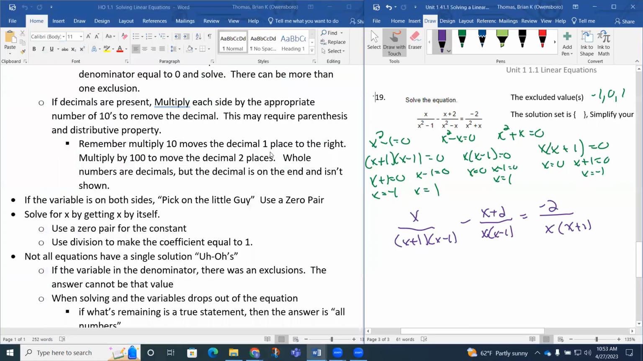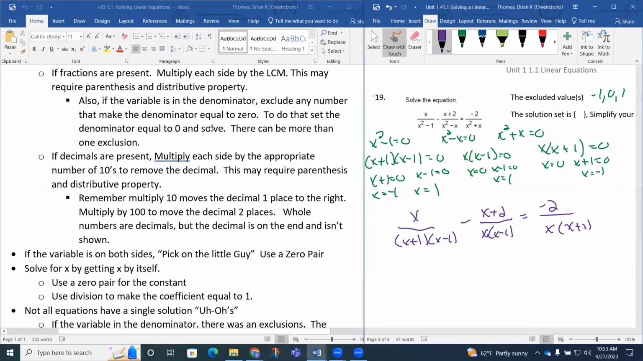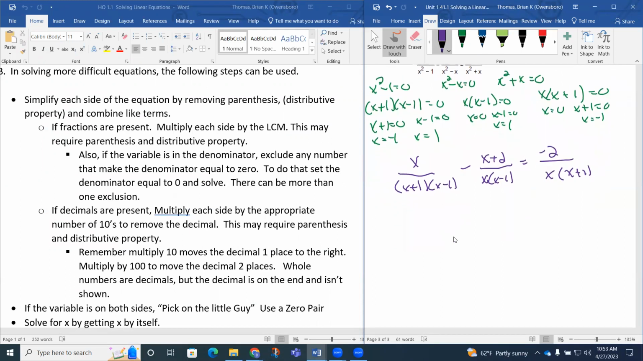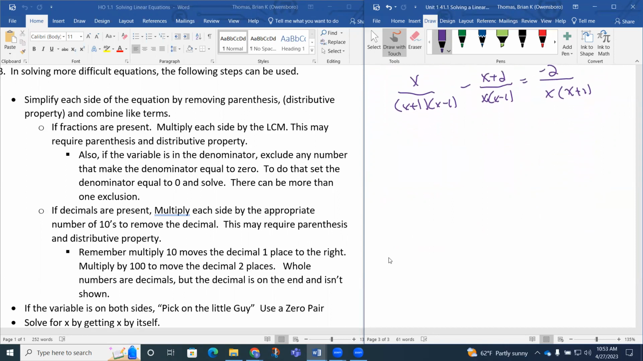Remember, in solving an equation that looks fairly complicated, we want to simplify each side of the equation. I didn't see any parentheses, but what we did see is fractions are present. So if fractions are present, we have to multiply by the LCM. So if you look at the denominators, as far as the LCM goes, let me give myself some room here and put this down towards the bottom.